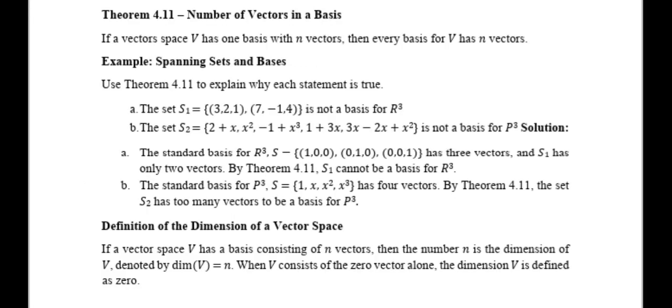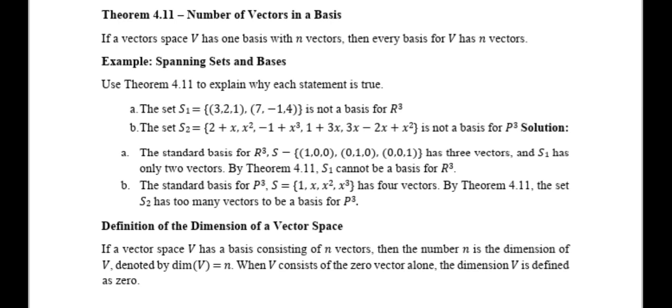The next is Theorem 4.11, number of vectors in a basis. If a vector space V has one basis with n vectors, then every basis for V has n vectors. Example, spanning sets and bases. Use Theorem 4.11 to explain why each statement is true. A. The set S1 = {(3, 2, 1), (7, -1, 4)} is not a basis for R^3.